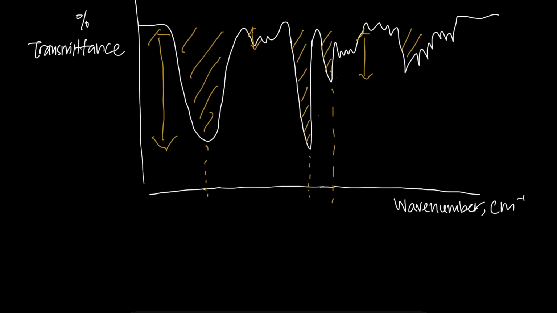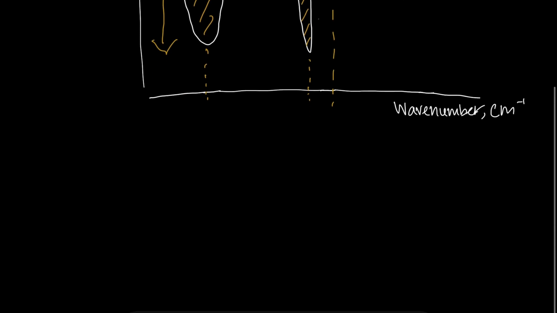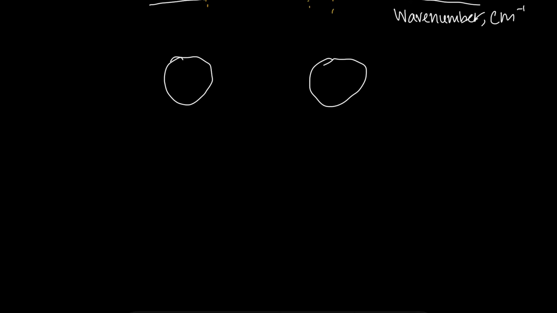First, let's look at the factors that affect the position, or the wave number, of the absorption band. In the previous video we saw the principle behind IR spectroscopy. Atoms are connected by bonds, and the bond is vibrating. The vibration of the bond can be described like a spring.